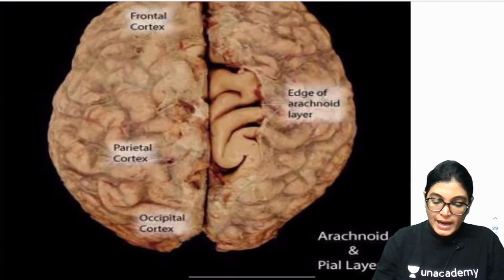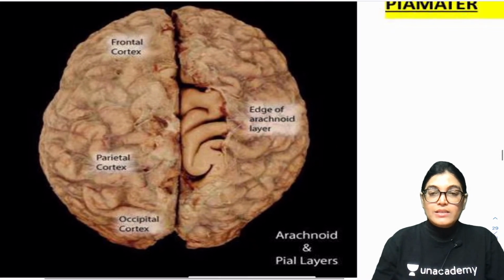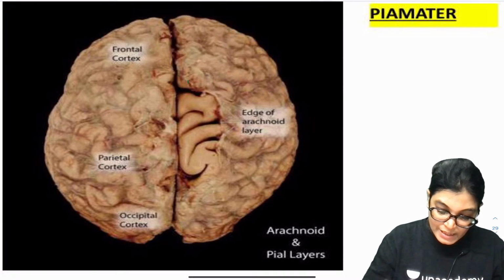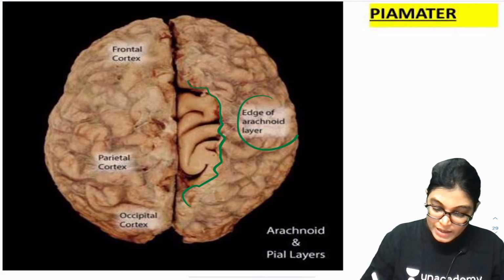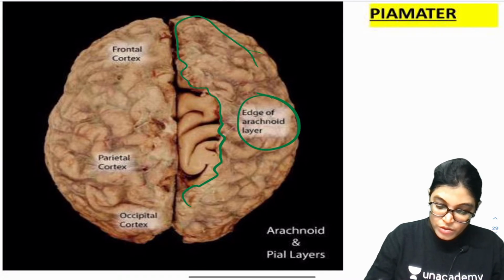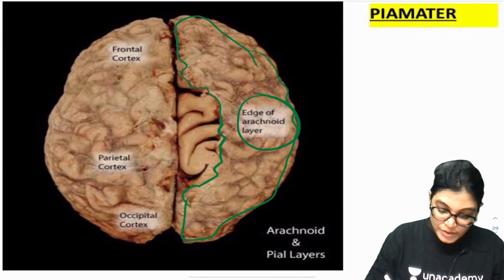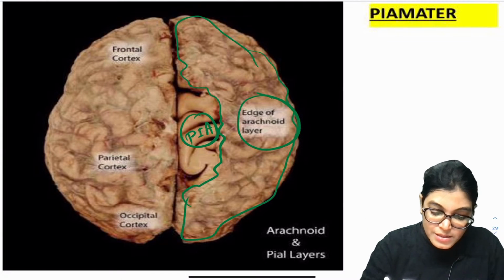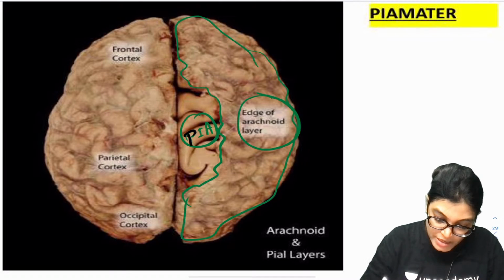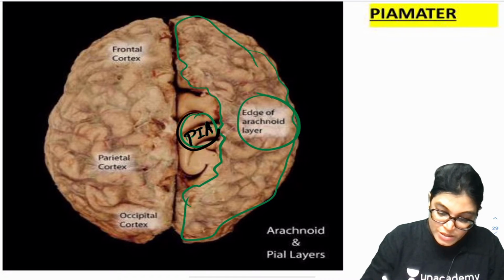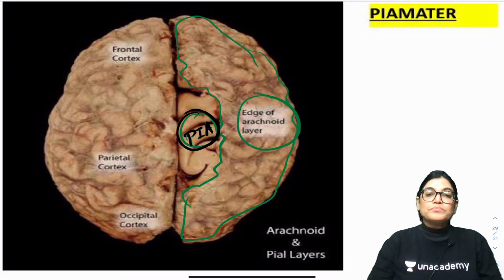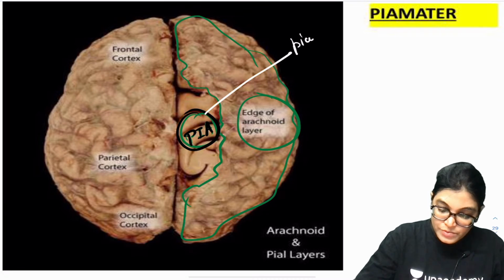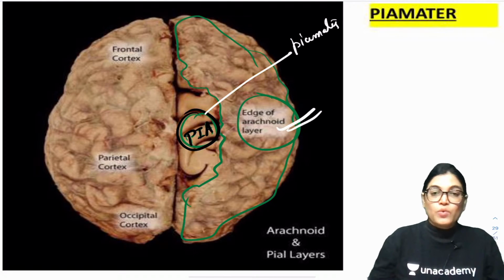If I enlarge this diagram, the important things you can visualize are: this layer which you are seeing is the arachnoid layer, and when you remove the arachnoid layer, the surface inside is the pia. This is the pia mater. It is very difficult to remove from the surface of the brain. So this is exactly the pia mater which you are seeing, and this layer is the arachnoid layer.